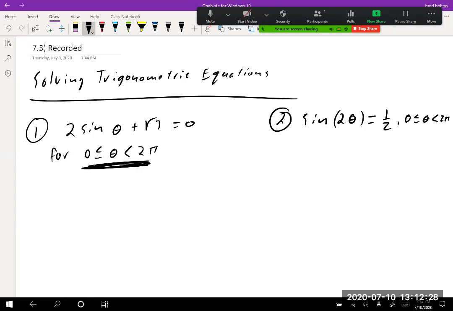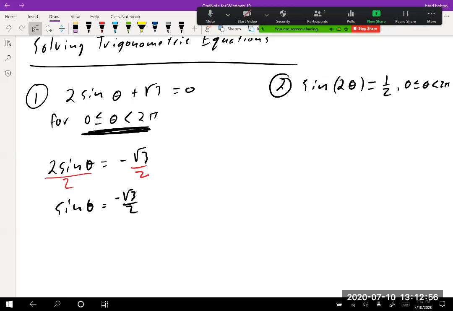So first thing we're going to do is this problem says 2 sine theta plus the square root of 3 equals 0. So we're going to solve. In general, you try to isolate the sine or the cosine or the secant or the cosecant, just like when you're trying to solve for x. So we're going to say 2 sine theta equals negative square root of 3. Then we're going to divide both sides by 2. And we get sine of theta equals negative square root of 3 over 2.